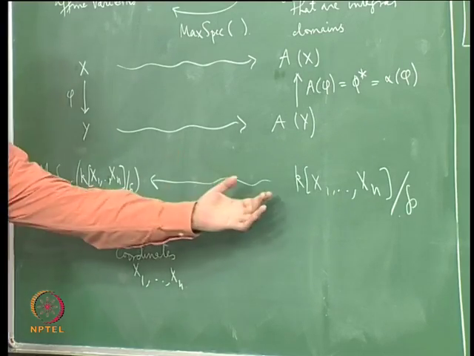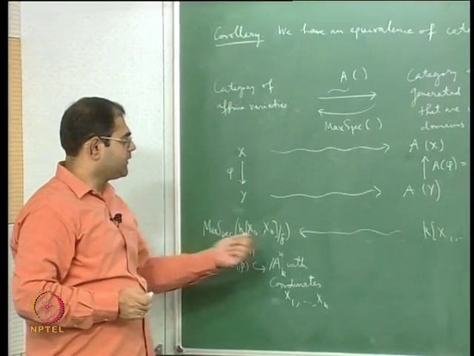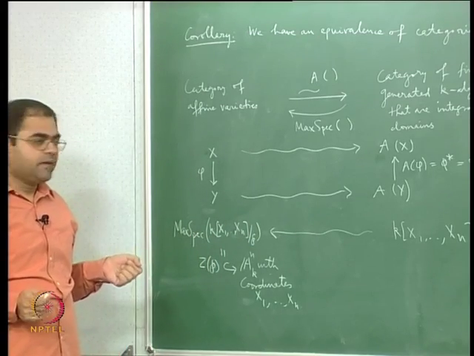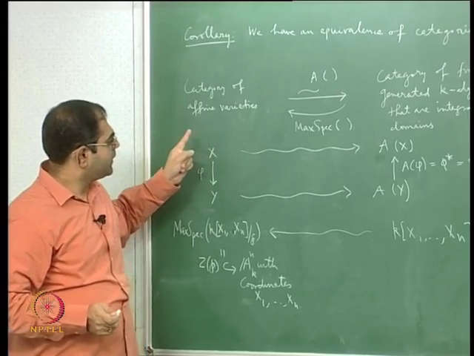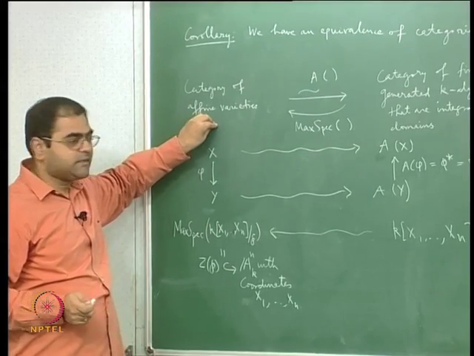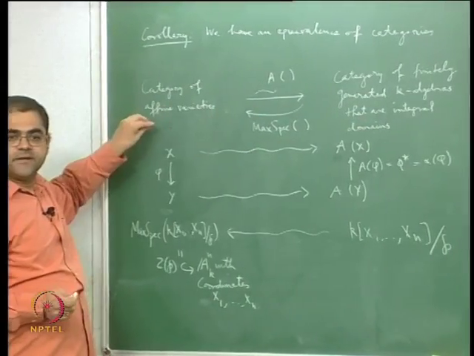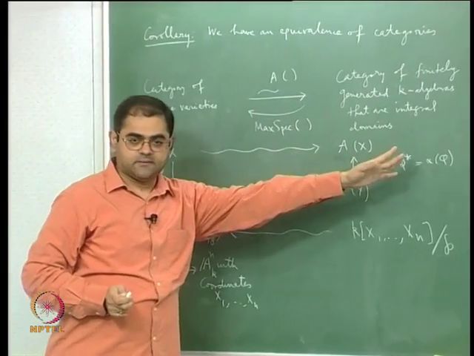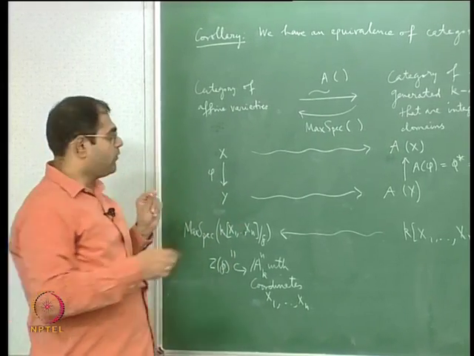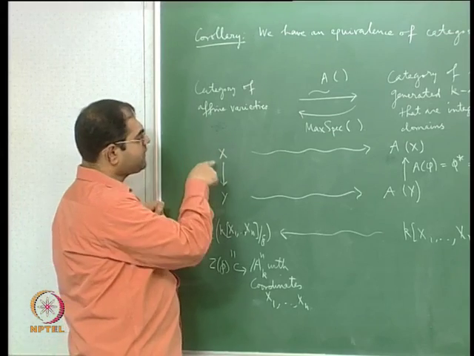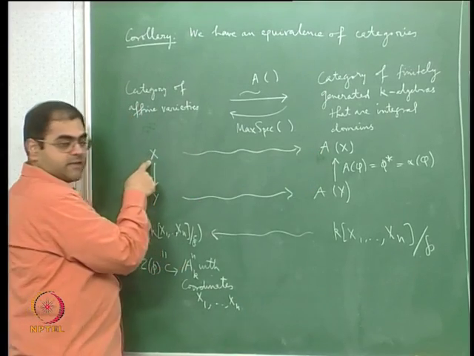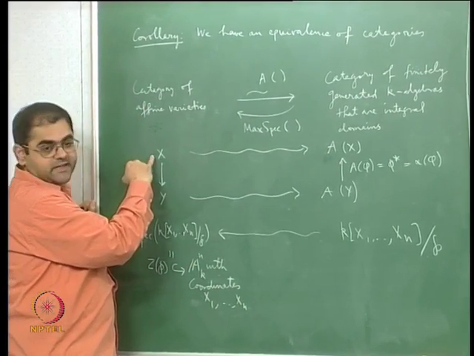Okay, and so if you go like this, what happens is that you get a functor in this direction. This functor is also contravariant. If you have a bijection between sets, what usually happens is that you start with an element here, you go this way, and then when you come back, you should get the identity on this side, and similarly for the other side. But when you have an equivalence of categories, you will not get the identity. What you will get is something up to isomorphism. So if you start with something here, you take A(X), and then if you take Max Spec of A(X), what you will get is something that's isomorphic to X.